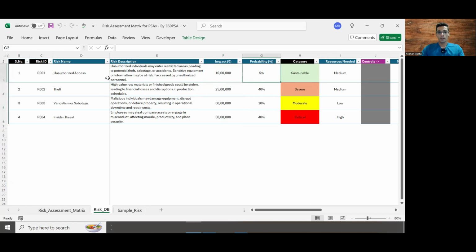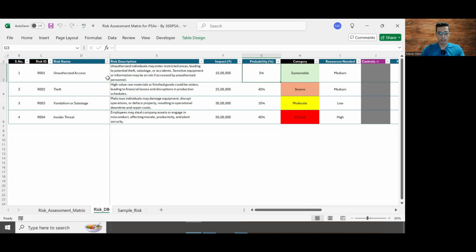Now, what is the probability of unauthorized access? It is only 5% as per our assessment. This calculation, or the estimation of the likelihood of a threat materializing, is a very important and mission-critical skill for a private security agency. Because if you get this wrong, your whole risk assessment exercise will go for a toss. So that is extremely important to estimate. Theft has a probability of 40%. Vandalism has a probability of 10% and insider threat has a probability of 40%.